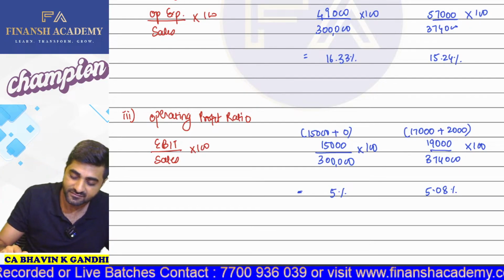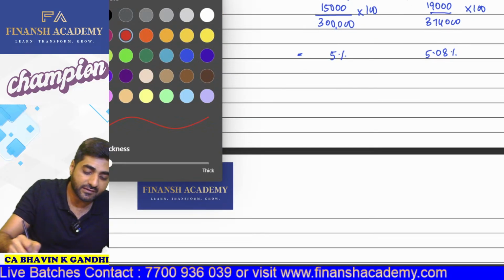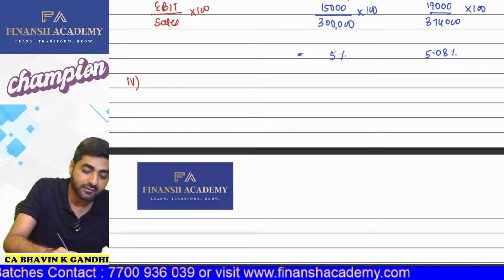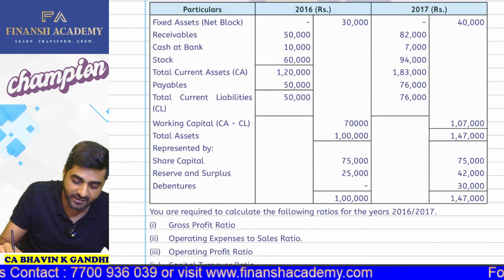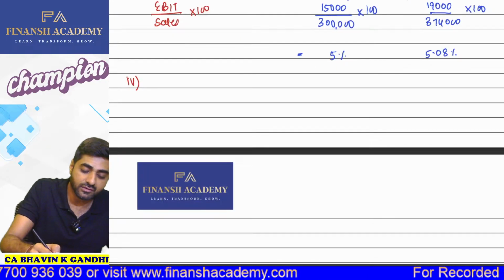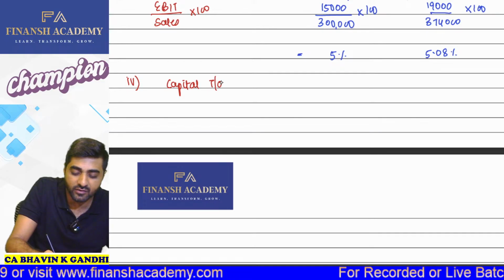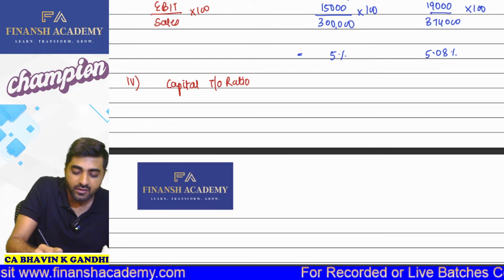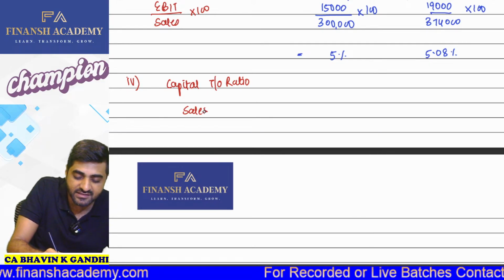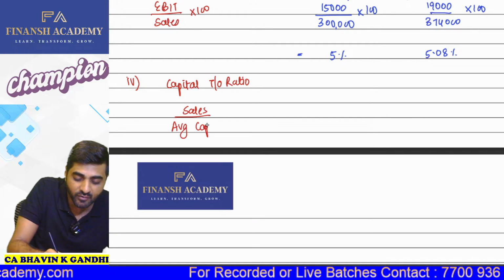Okay. Fourth part. What is your fourth part? Your fourth part is capital turnover ratio. So guys, how do you calculate your capital turnover ratio? Your capital turnover ratio is nothing but sales upon, we usually write down, average capital employed.